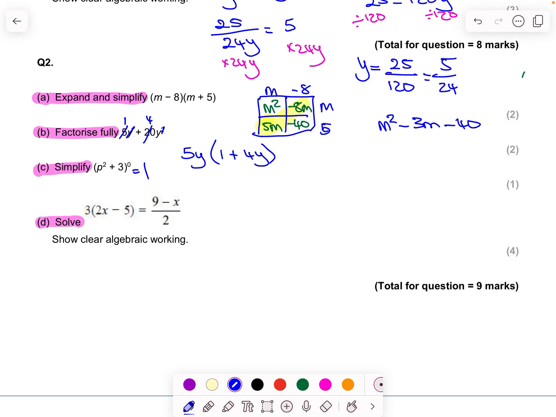Right, we need to solve this. The first thing I would do is expand the brackets. So 3 times 2x is 6x. Take away 3 times minus 5 is minus 15 equals 9 minus x over 2. Then I would multiply both sides by 2 to get rid of the divide by 2 here.